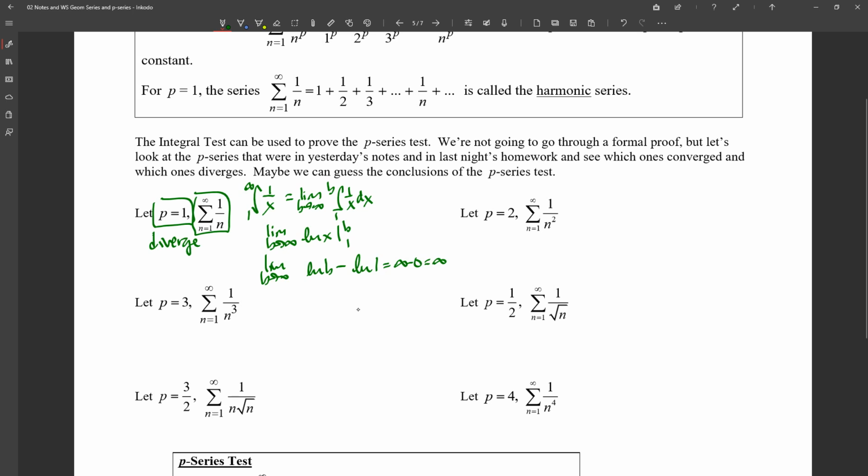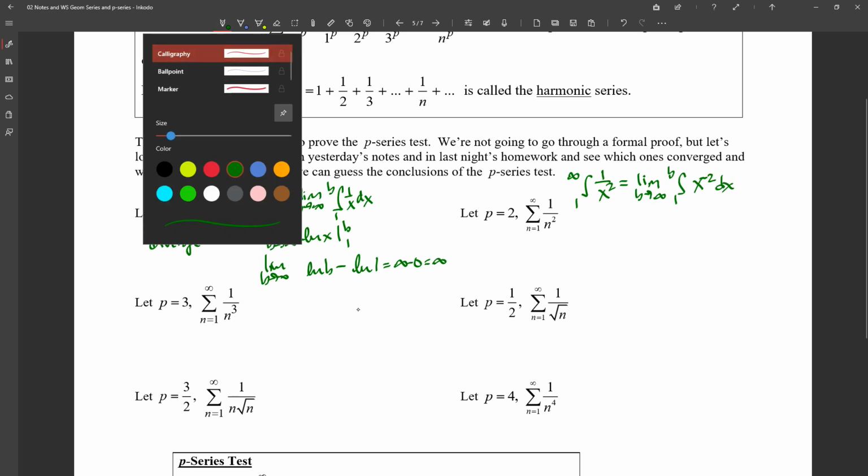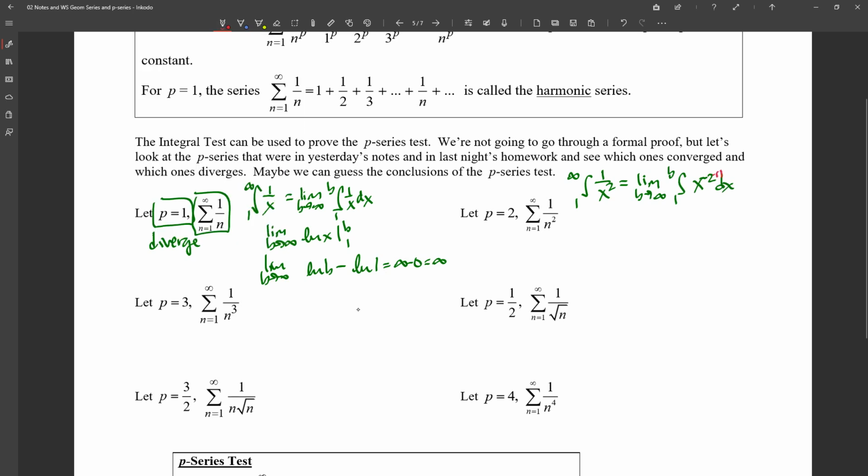What happens when p is equal to 2? Well, that's going to be the integral from 1 to infinity of 1 over x squared, okay? That's going to be the limit as b goes to infinity of the integral from 1 to b of 1 over x squared, which is x to the negative 2 dx. All right, I'm going to add 1, divide by -1. Okay, so then what I get here is a limit as b goes to infinity of, let's see, that's going to be x to the -1. So, and this will be negative. So it'll be -1 over x from 1 to b.